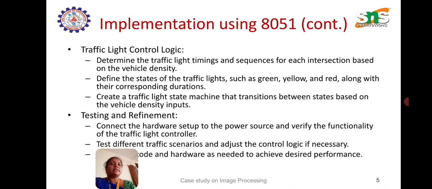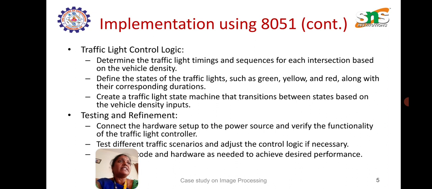And the last stage is testing and refinement. We have to write the code, compile and flash it. Then connect the hardware setup to the power source and verify the functionality of the traffic light controller. We have to check the different traffic scenarios and adjust the control logic if necessary, and refine the code and hardware as needed to achieve the desired performance. It is important to note that these steps provide a high level overview of the implementation process.